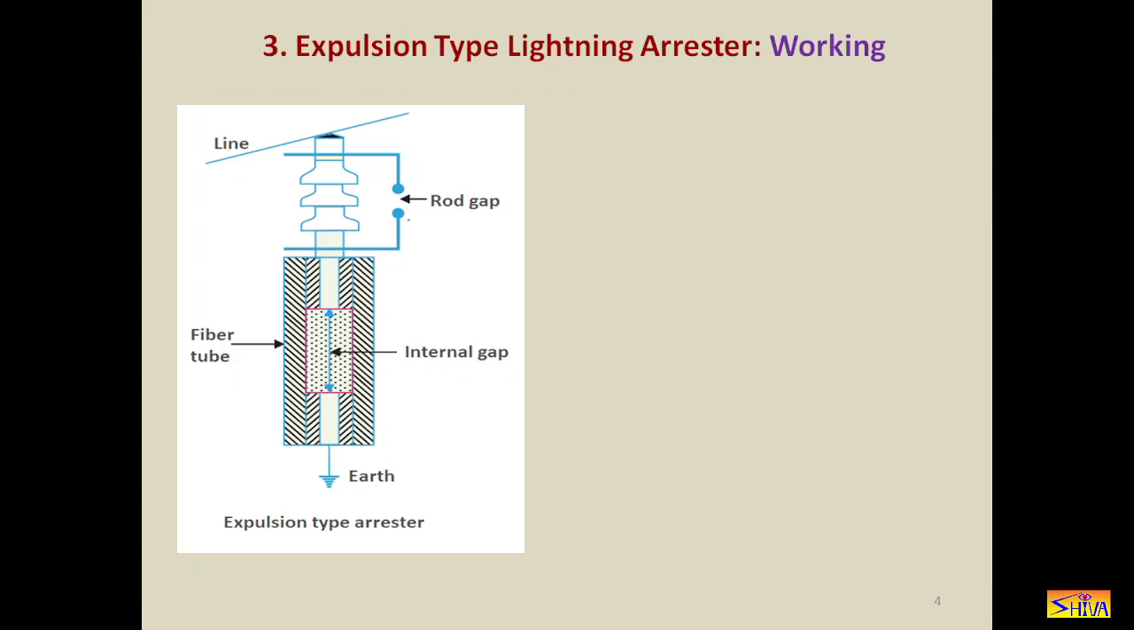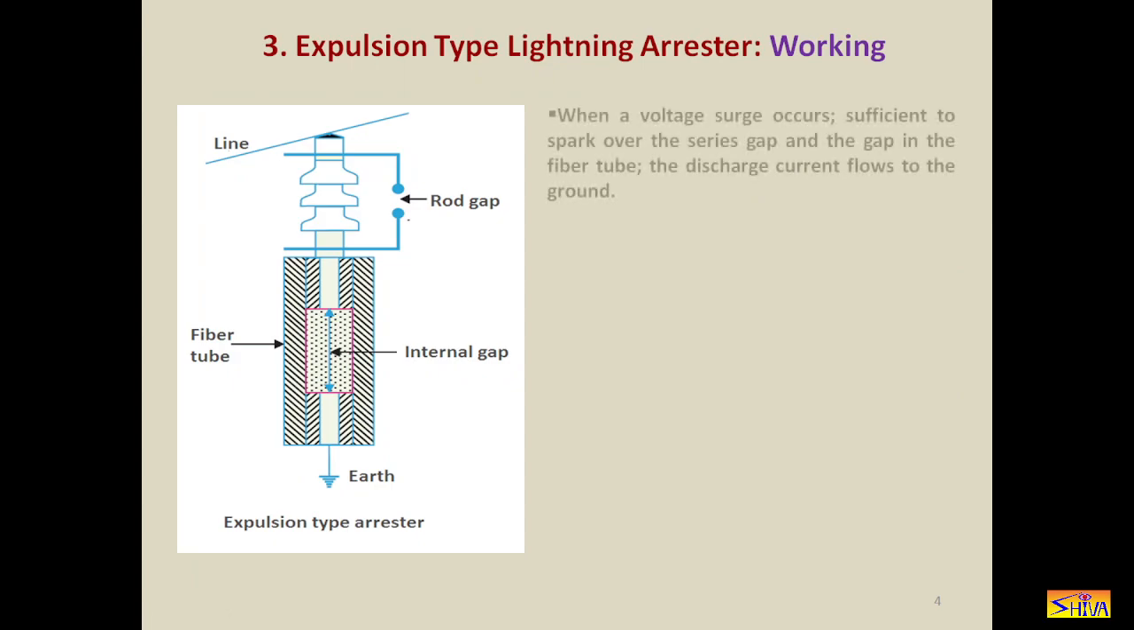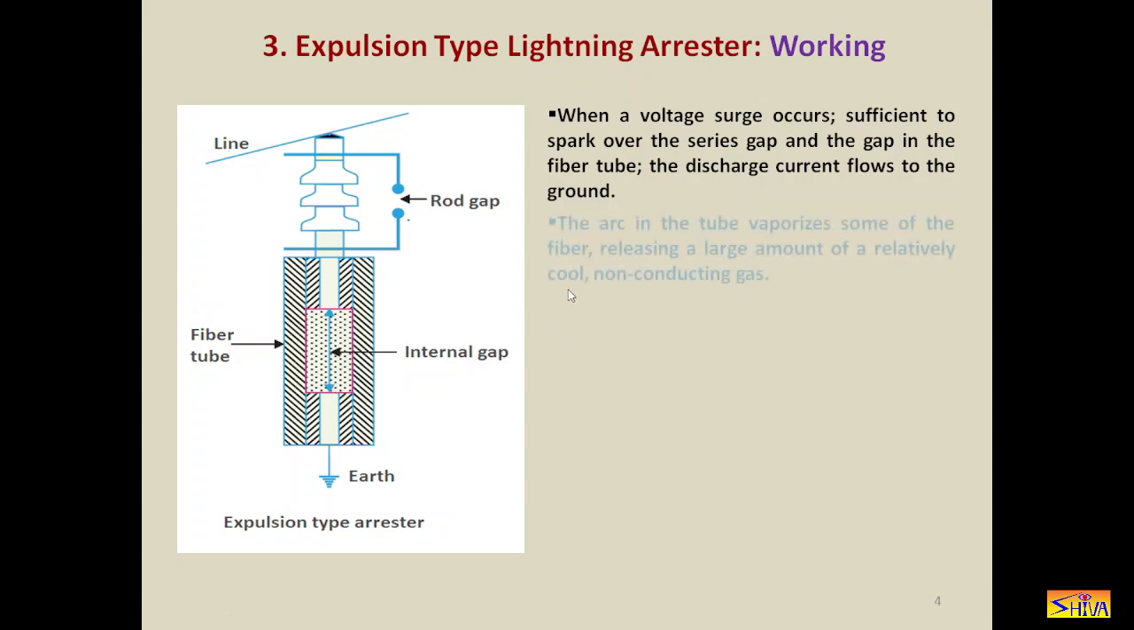Now let us see the working of this lightning arrestor. When a voltage surge occurs sufficient to spark over the series gap, the gap in the fiber tube, the discharge current flows to the ground. So when over voltage comes and it is sufficient to break down this gap as well as this gap, then discharge current flows to the ground. So first this gap breaks down, then voltage is passed on to this internal gap, then internal gap breaks down and the discharge current flows to the ground.